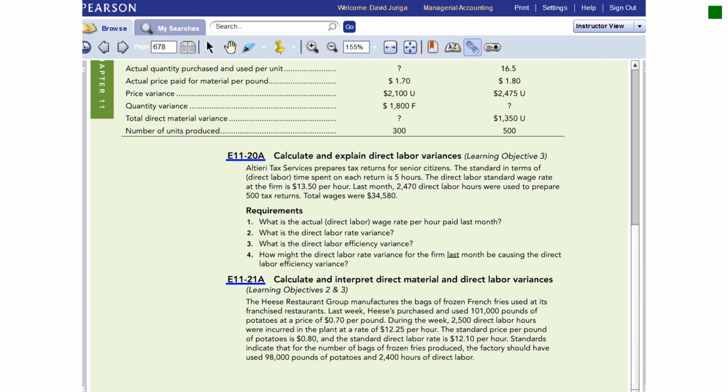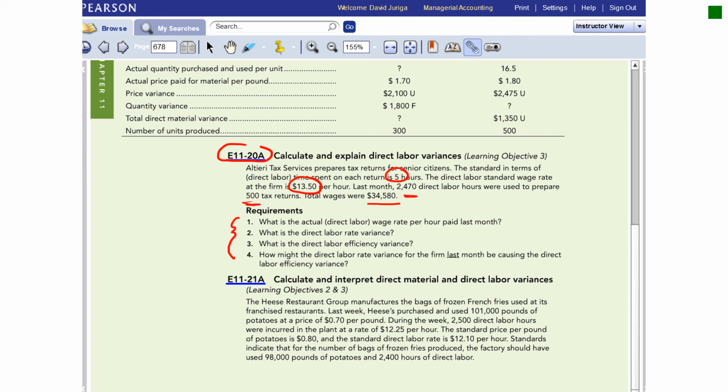All right, the last one I'm going to walk you through is another direct labor variance problem. This is exercise 11-20A. In this case, it's a tax service. They prepare tax returns. They tell you that the standard in terms of direct labor time spent on each return is 5 hours, so that's your standard input. The direct labor standard wage rate is about $13.50 per hour, so that's another standard. They tell you how many hours were used to prepare 500 returns. Think of the 500 as like your production number, and they gave you total wages of $34,580.